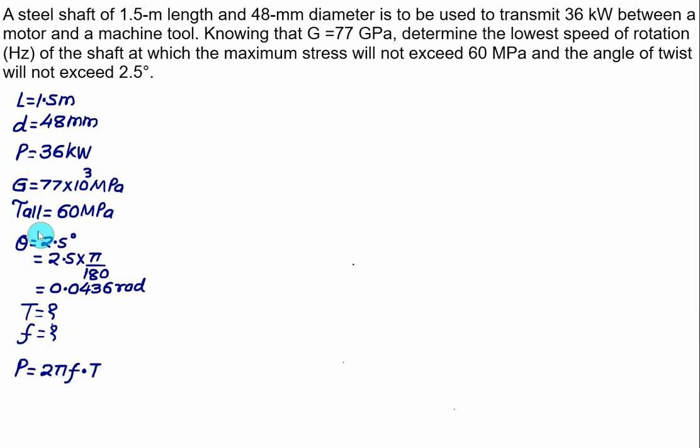Now we have been given the shear stress and theta. So for torque we have two formulas. For the solid shaft, torque is equal to pi by 16 d cube multiplied by tau allowable. Diameter is known, tau allowable is known, so one value of torque we can calculate.